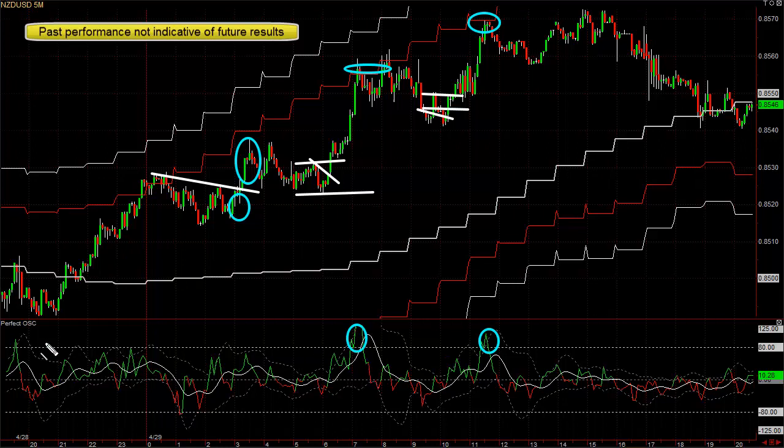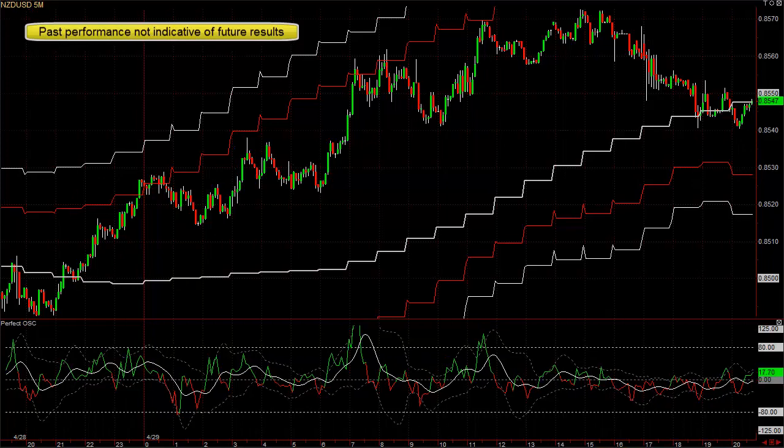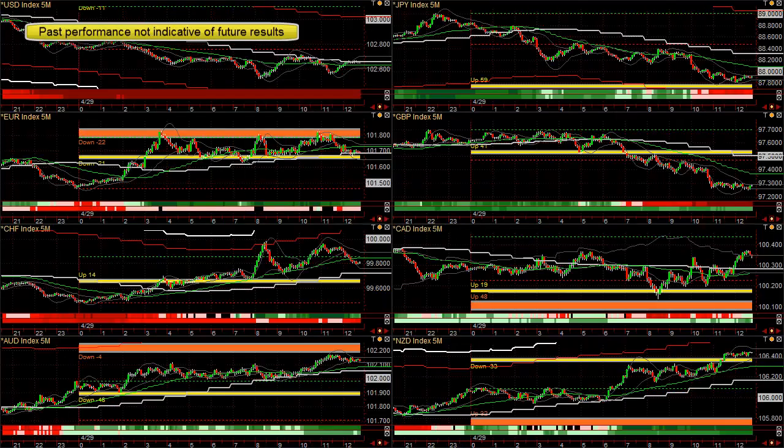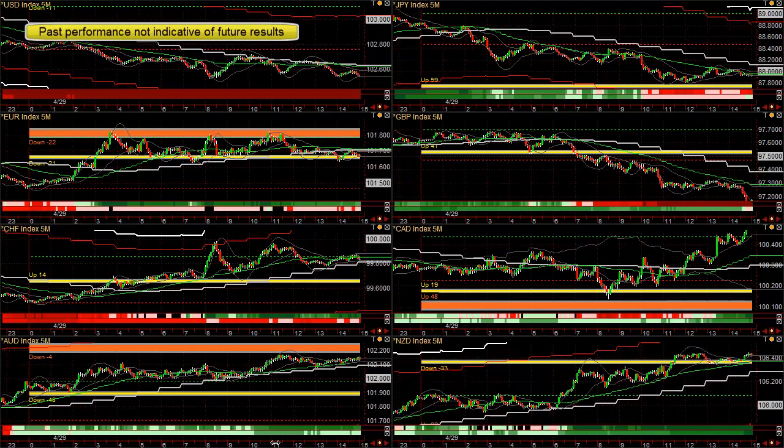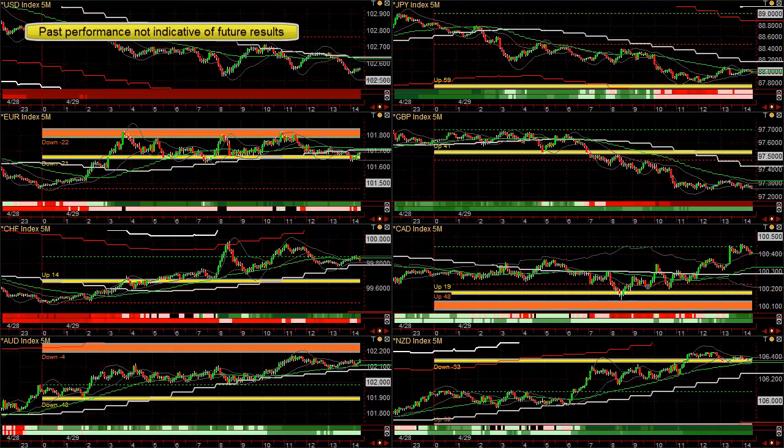And the Bollinger Bands on the perfect oscillator also are excellent to be using for that. So we're going to scroll forward in time and look for some other opportunities, and also showcase some other ways of using the indexes. Notice the Swiss.